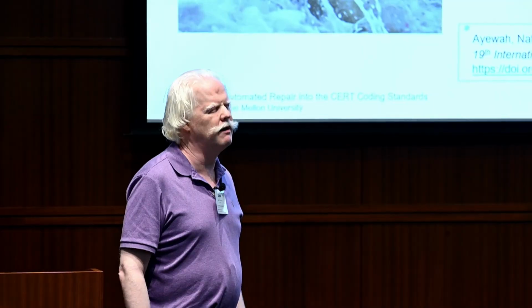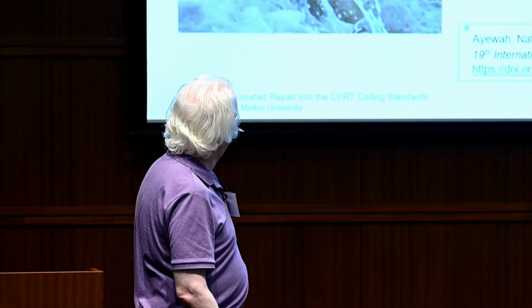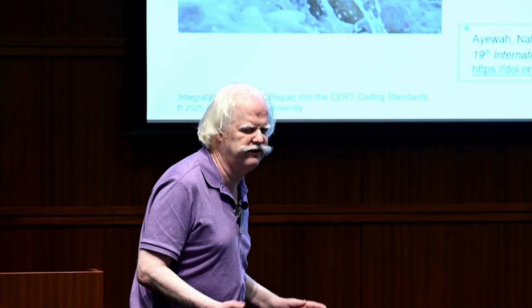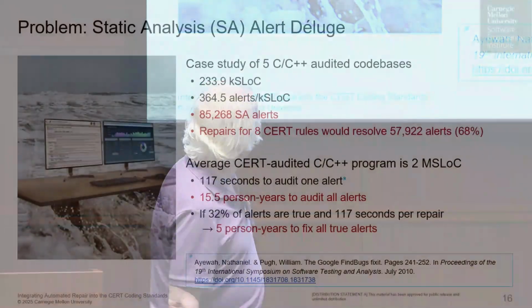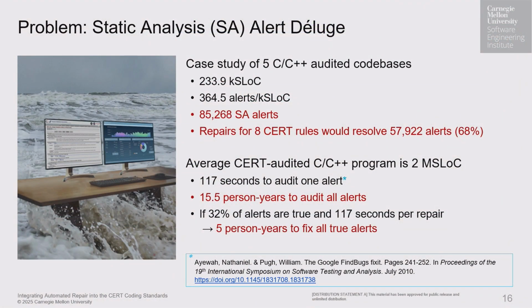As we said, the number of alerts that we got was funny. So what I have here is some statistics from the very first couple of code bases that we audited in the mid-2010s, where out of 5 C and C++ code bases, we had these stats, which basically amount to about 1 alert per every 3 lines of code. And the average lines of code in the code bases were about 2 million. And doing some back-of-the-envelope calculations, where we took this statistic of 117 seconds to audit an alert, that's 2 minutes looking at a single alert and saying yay or nay.